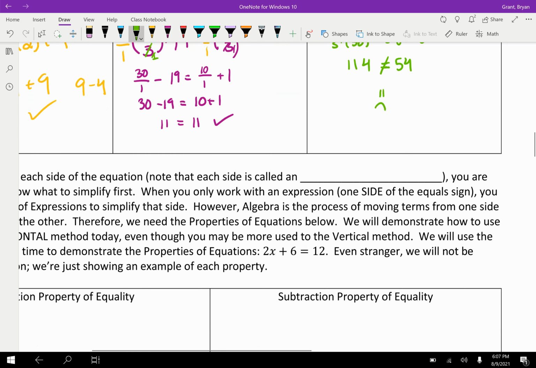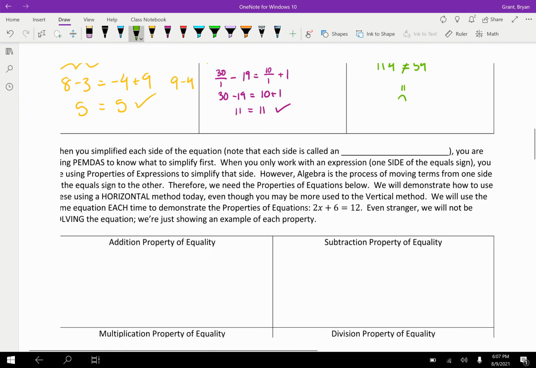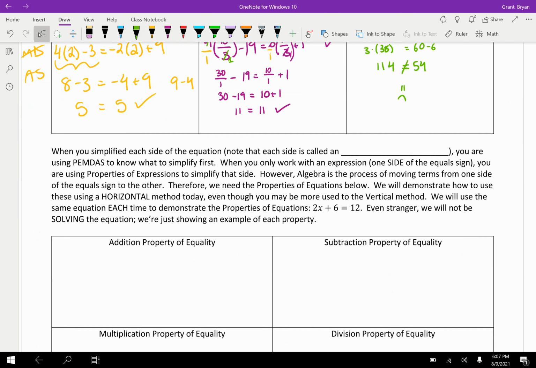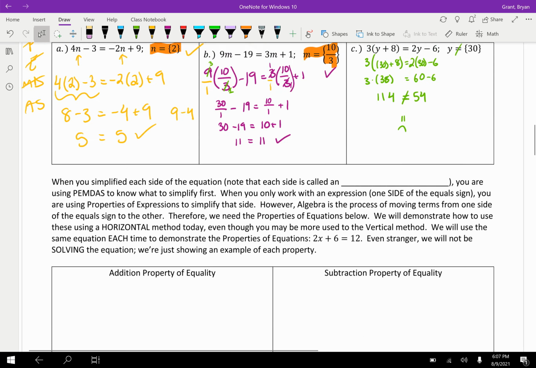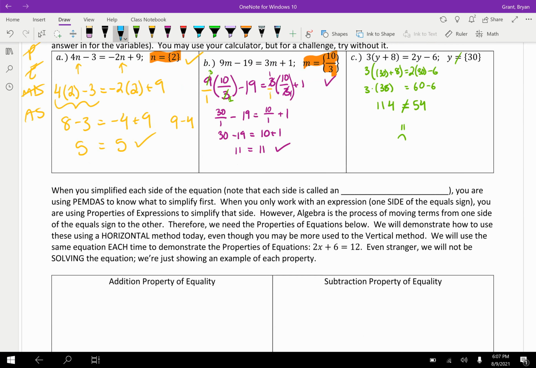All right, so let's try to connect everything we're going to do today. When we simplified each side of the equation, and we might remember that each side of an equation is called an expression, right? An expression would be 3 times y plus 8. Another expression would be 2y minus 6. Expressions do not have an equal sign. When you put an equal sign in between two expressions, then it is known as an equation.